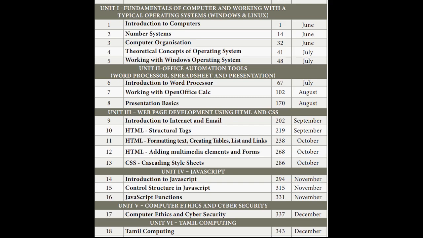In that we saw the word processor, spreadsheet and presentation, and then we are seeing web page development using HTML and CSS, right? Here we are seeing about internet, email, and then about HTML. What is HTML? Hypertext Markup Language, right? About this HTML we are seeing the structural tags, formatting tags, and the tags which are used in creating tables, lists, links and all.